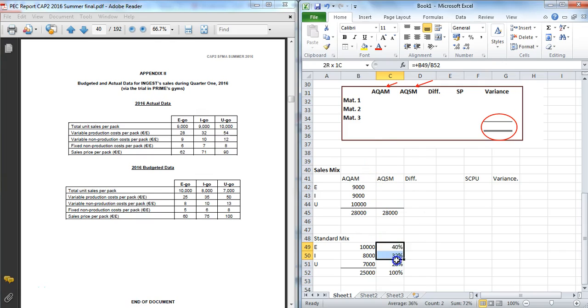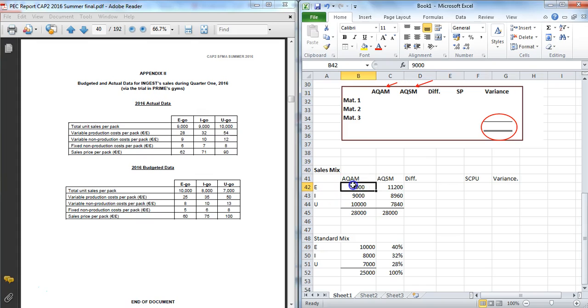So using that relationship then, this was what the relationship was, 9:9:10. But if you were using the standard budgeted mix, it would have been 28,000 times 40% for Ego, 28,000 times 32% for Igo, and 28,000 times 28% for Ugo. So when you sum them up, you can see it's still 28,000. It's just done in a different mix. So now that's essentially the main part of your calculation for sales mix done.